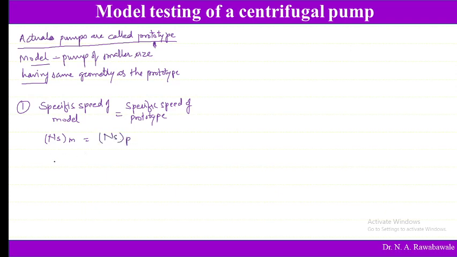Just now we have obtained the equation for specific speed. So n square root of q divided by hm to the power of 3 by 4 for the model must be equal to n into square root of q divided by hm to the power of 3 by 4 for the prototype. So this is the first condition: the specific speed of the model must be equal to the specific speed of the prototype.